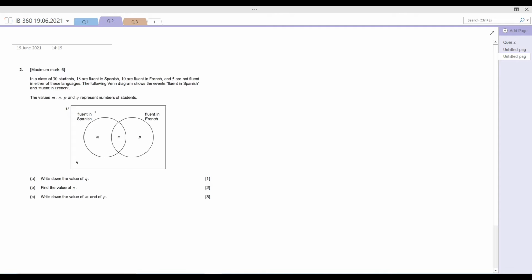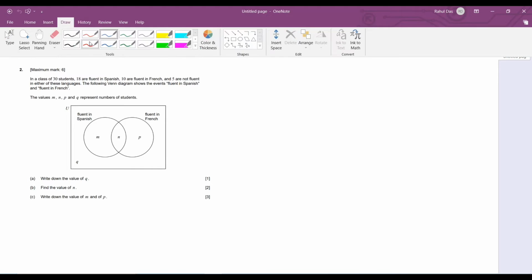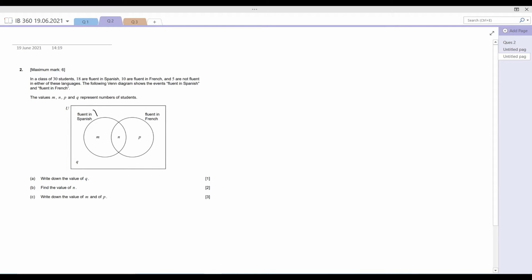So fluent in Spanish is this particular circle, and fluent in French is this particular circle. N are the number of students who know Spanish as well as French. And Q here in the Venn diagram are those students who don't know French or Spanish. So from here you can see that 5 are not fluent in either of these languages.